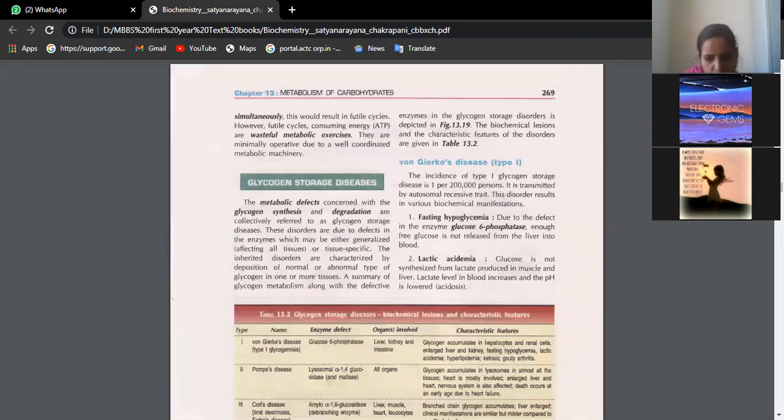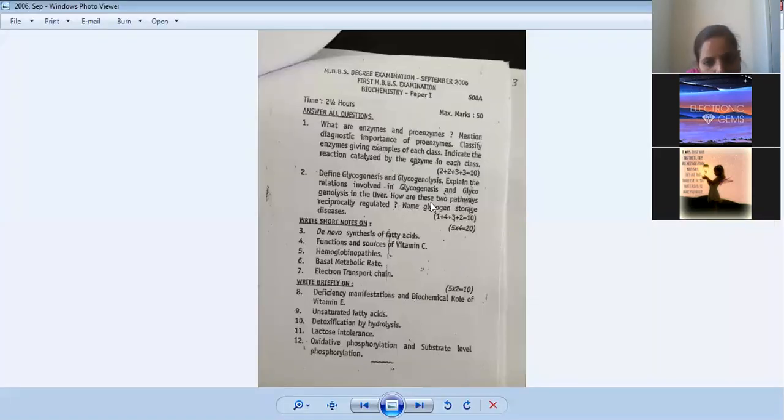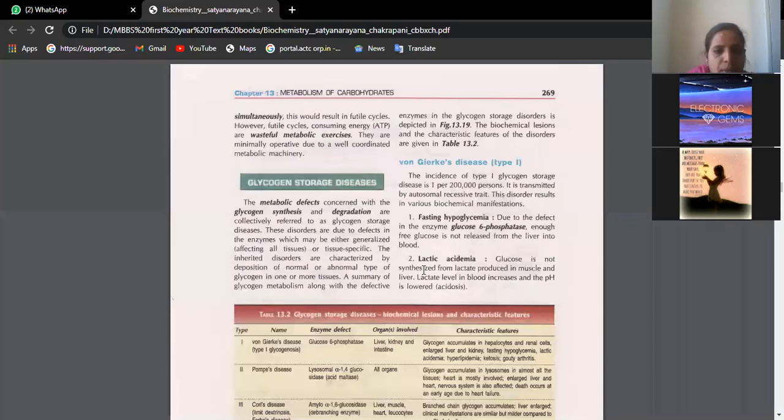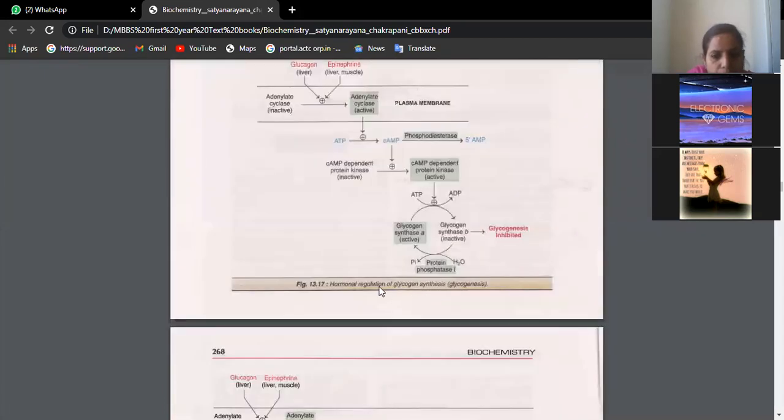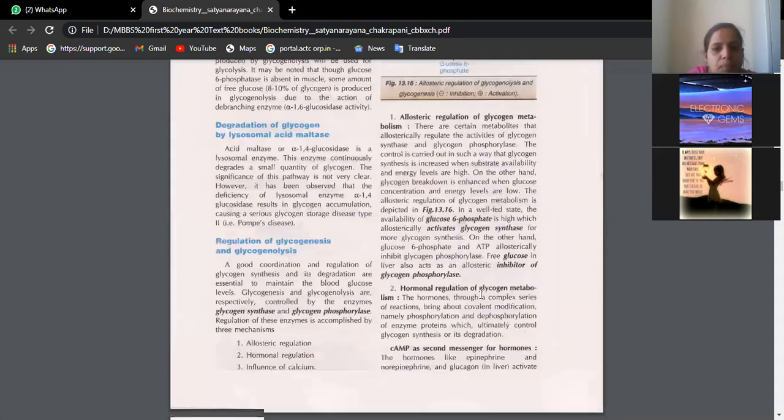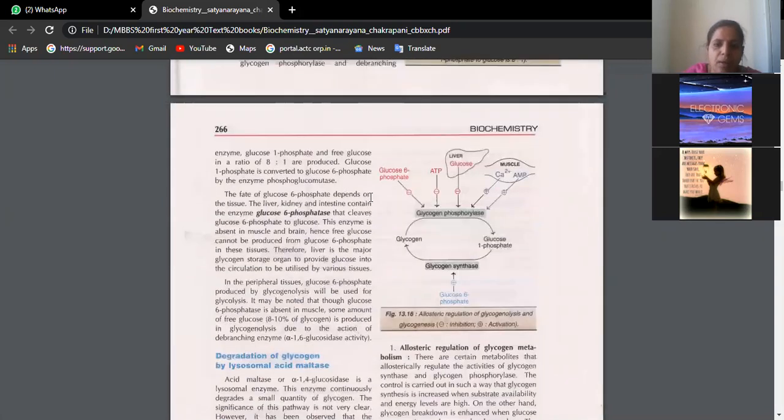One more part is also there in the question: glycogenesis and glycogenolysis, apart from the storage diseases, how they are reciprocally regulated. For this there is a flow chart. Reciprocally means what are the enzymes which are promoting the glycogen synthesis and what are the enzymes which are bringing about the glycogen breakdown.